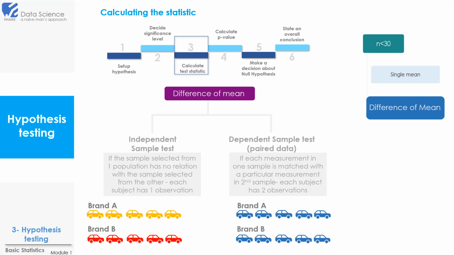Then we took these two brands and this time we assigned both the brands to the same group of 5 cars. First we asked them to use brand A and then use brand B. This is an example of a dependent sample. Here you can see that each subject, that is each car, has two observations, which is the mileage from using brand A and then brand B. So this is the difference between independent and dependent samples or paired data.